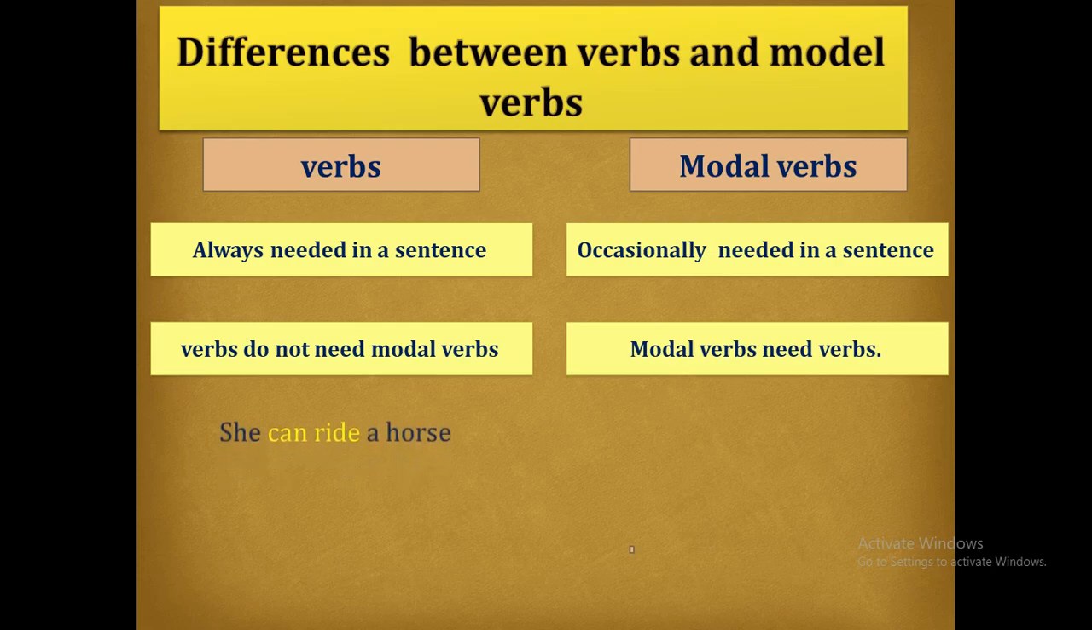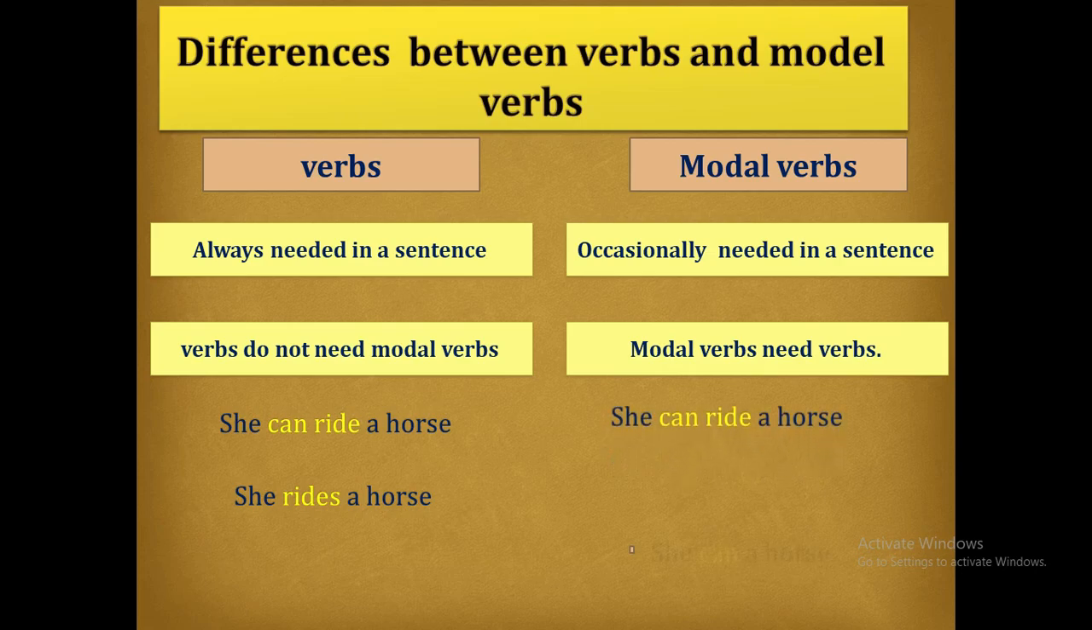Look at these two examples. We have, she can ride a horse, she rides a horse. The first sentence we have a verb and a modal verb, which is can and ride. But in the second sentence, we have only the verb. So here, we don't need the modal verb. Means that the verb can stand by itself in the sentence.